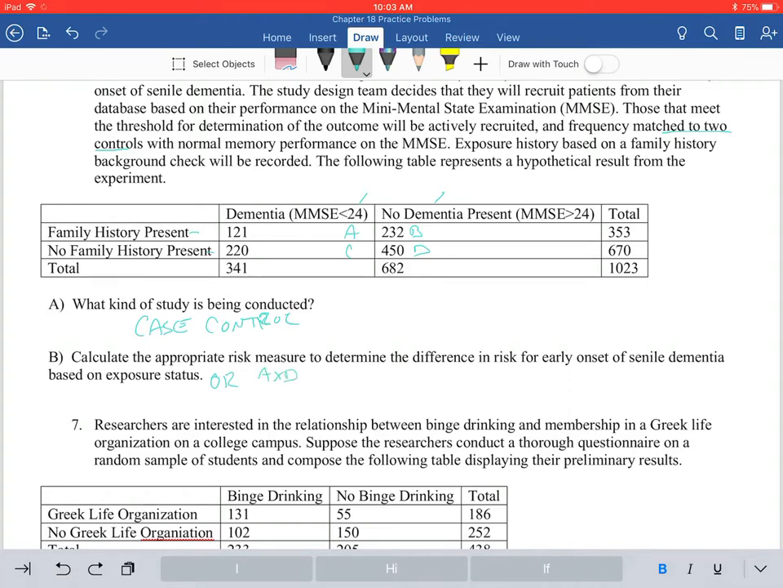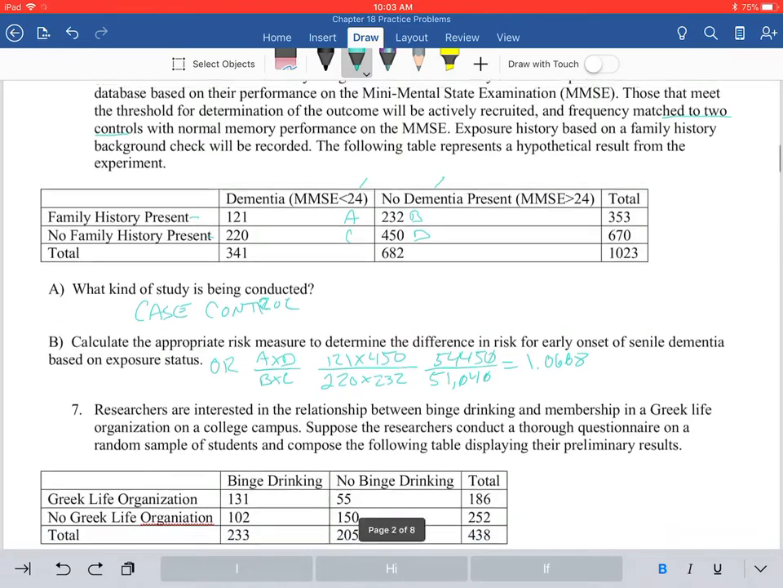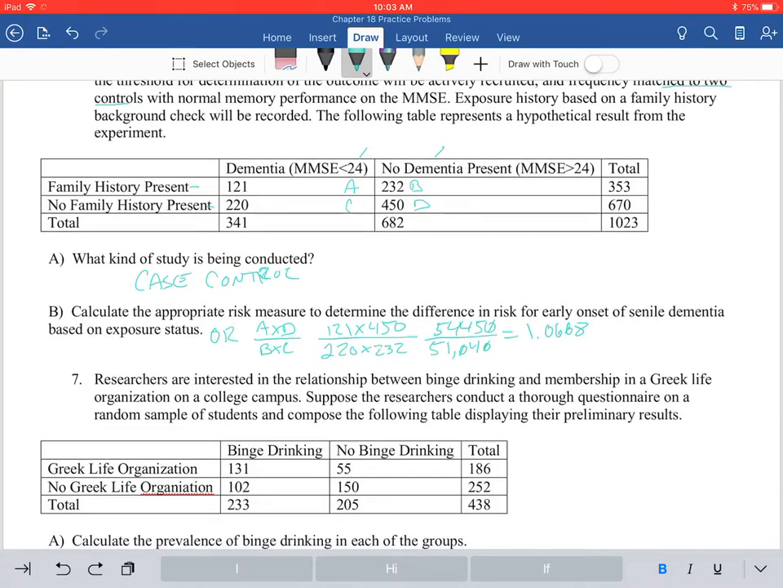The way the book does odds ratio versus the way I like to do it, which I talked about in that other PowerPoint, is I like to say take A times D over B times C to determine your odds ratio. Take A, which is 121, times your D, 450, divided by 220 times 232. When you multiply these out, you'll get 54,450 divided by 51,040, and dividing those out, you'll get 1.0668 as an odds ratio.